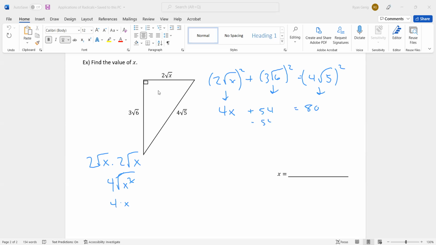And look what happened. All the radicals went bye-bye and became a pretty easy problem. 80 minus 54 is 26. Divide by 4, I get x equals 6.5. If you want to leave it as a decimal or as a fraction, it would be 13 over 2. Okay, and that's it.